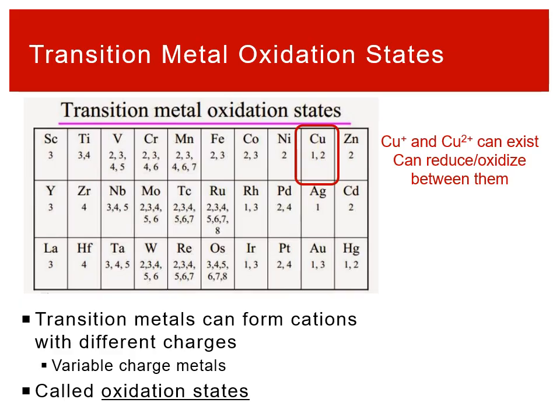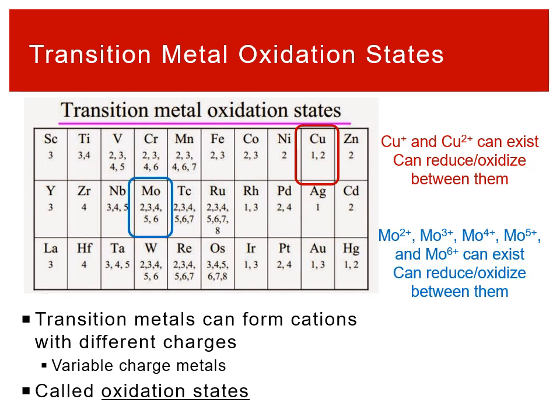And that means that it is possible to reduce or oxidize either of those, right? You can oxidize Cu+ into Cu2+, and you can reduce Cu2+ into Cu+. So whenever you are dealing with a transition metal, for the most part, you have the possibility to do either reduction or oxidation based on what ion you have in your particular compound. For something like molybdenum, which is Mo, there are a ton of options. Molybdenum forms a lot of potential cations, 2+, 3+, 4+, 5+, 6+, and you can reduce or oxidize between them.